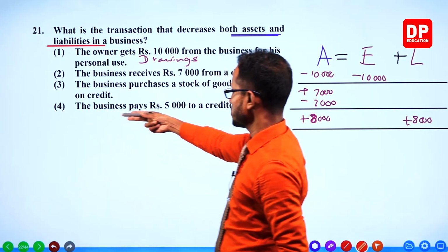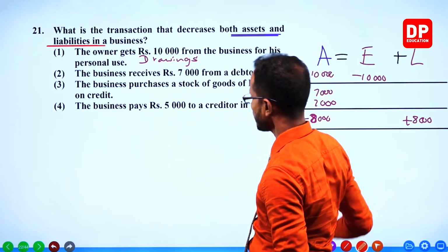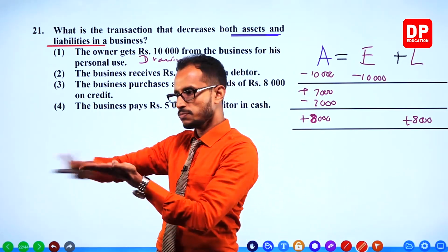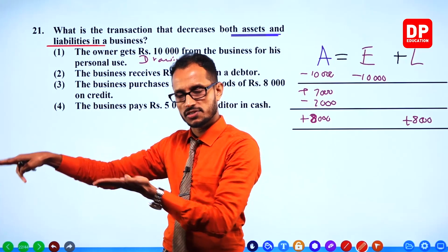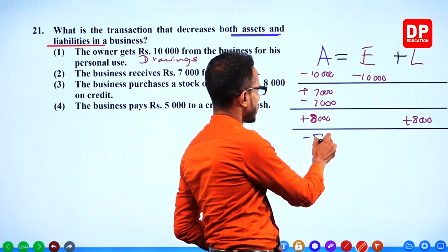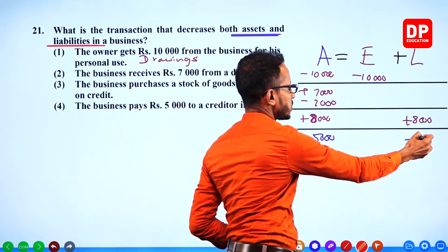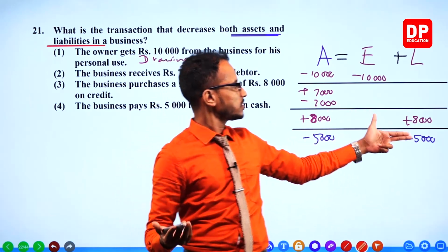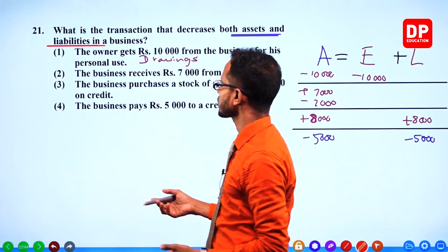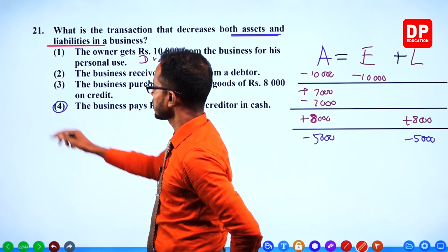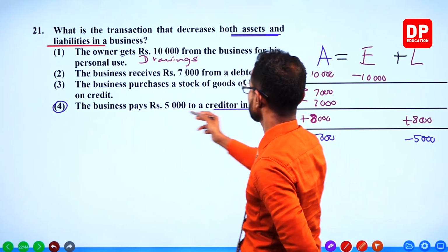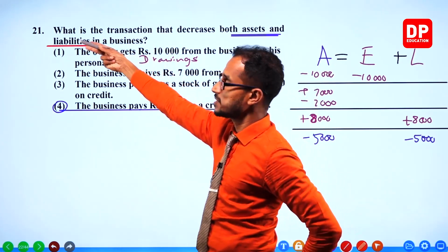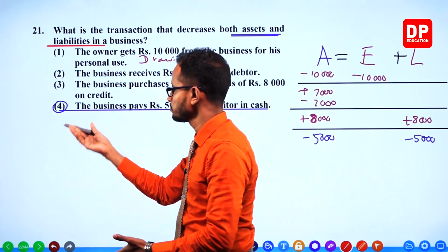right? Or the business pays 5,000 to a creditor in cash, of course. Pays. Cash goes out. So cash decreases 5,000. Creditor also decreases. Creditor is a liability. There we go. Decrease, decrease. Assets and liabilities. That's what they are asking, right? Transaction that decreases assets and liabilities. Bingo. Next.